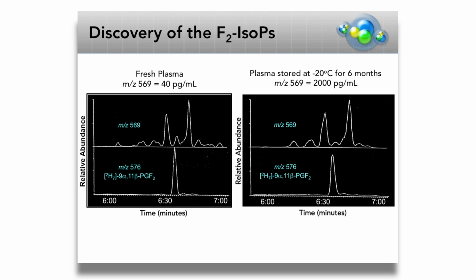Only the small peak in the chromatogram that elutes at the same retention time as the deuterated internal standard was the prostaglandin D2 metabolite, 9-alpha 11-beta. The other peaks in the chromatogram are formed from non-enzymatic oxidation.